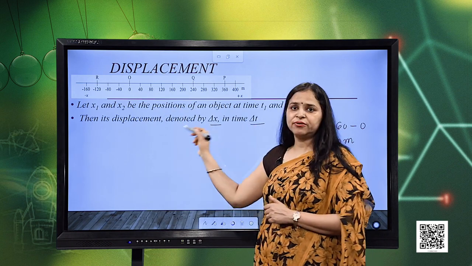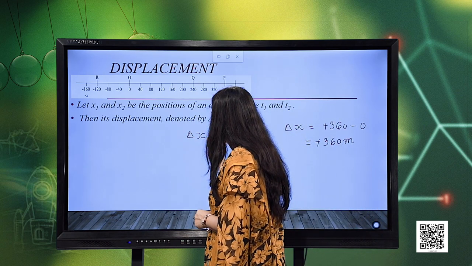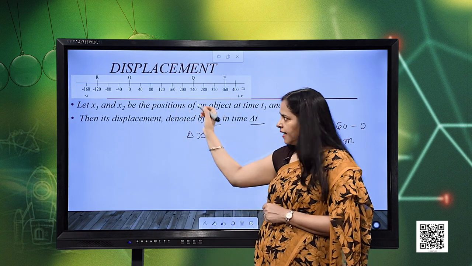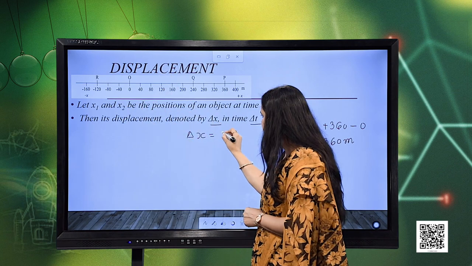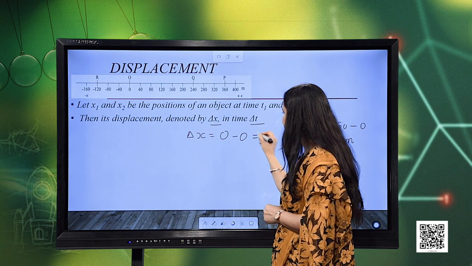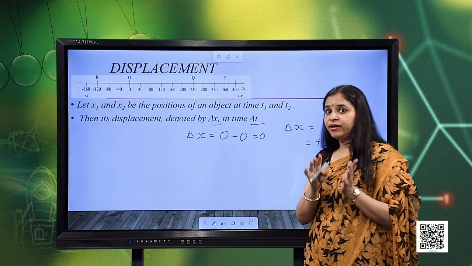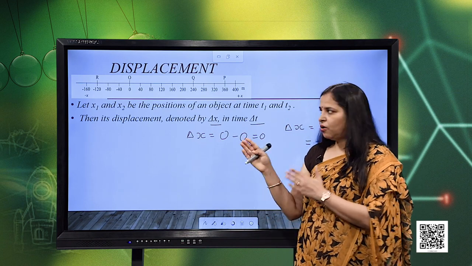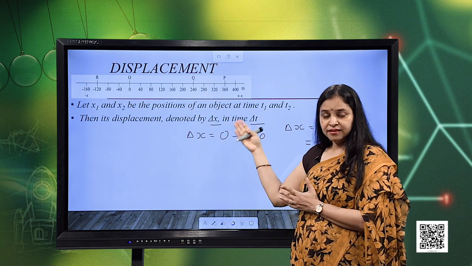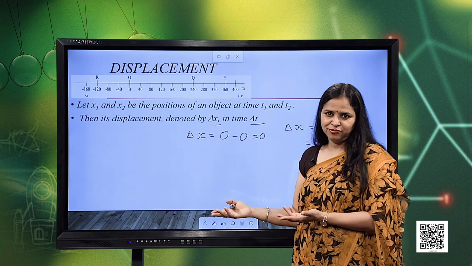But now when I need to calculate the displacement, then displacement delta x will be equal to: the particle is returning to the same initial position, so the final position is 0, minus the initial position, which is also 0. So what is the displacement? Displacement is 0, there is 0 displacement. So here you can notice a difference between distance and displacement. Although in the same example the distance traveled is 480 meters, the displacement of the same example is 0, right?